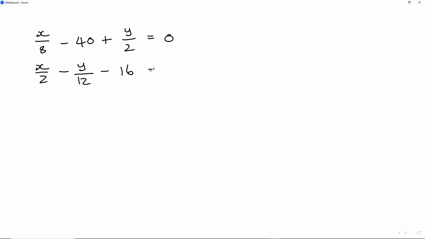All right, let's go to another one now. Suppose I've got x over 8 minus 40 plus y over 2 equals 0. And the second equation I've got is x over 2 minus y over 12 minus 16 equals 0. I want to find the values of x and y which will satisfy both of these equations. So I want you to solve for x and y for these two equations. All right, give it a go. Let's see what you got.